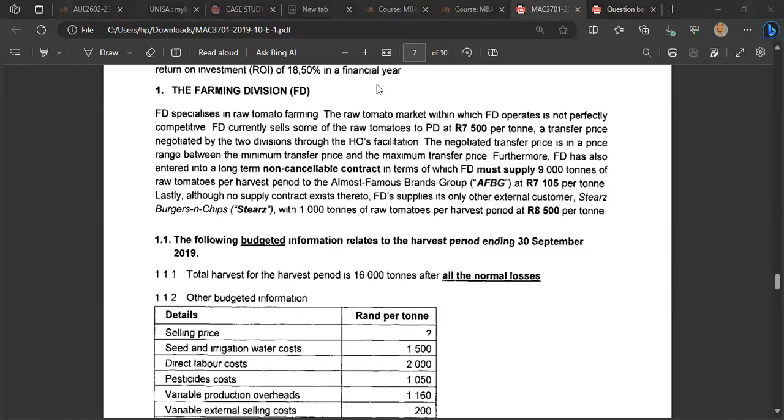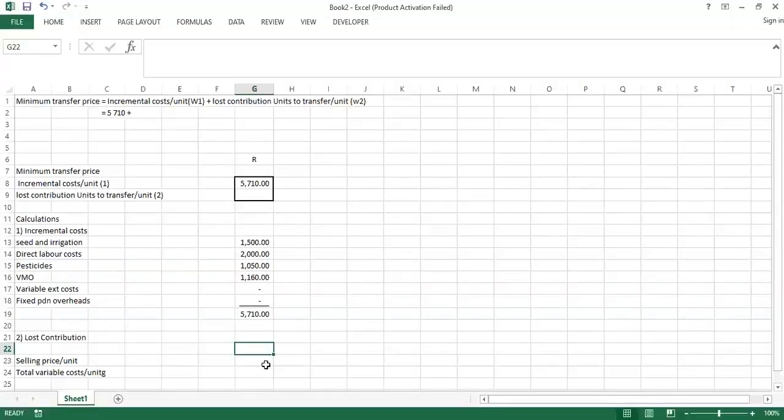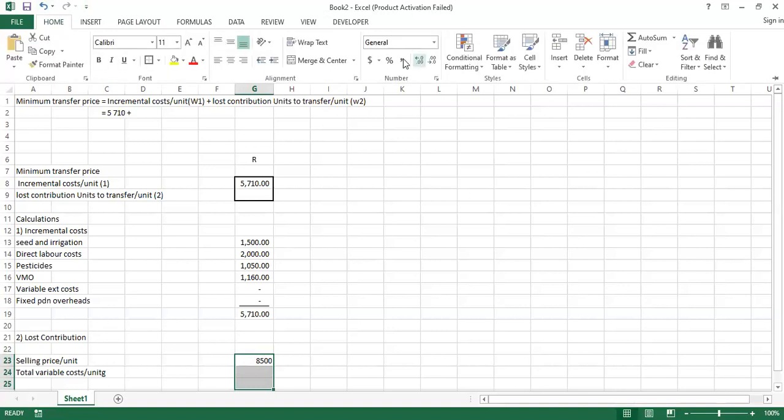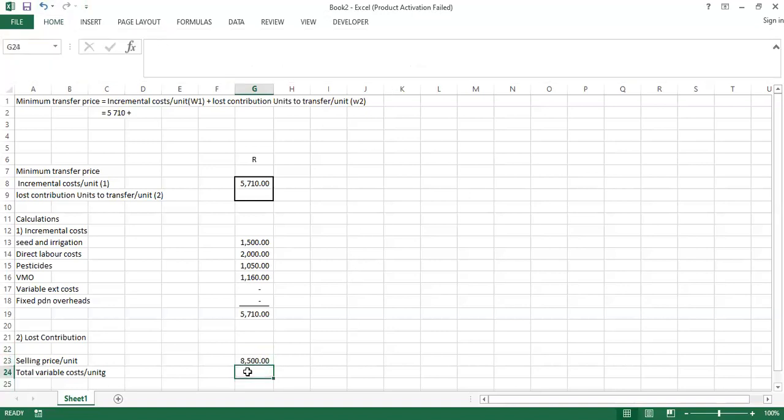So the selling price is going to be 8,500 per ton. So we can put in our 8,500 there. And then the contribution, oh sorry, the variable cost per unit, so far we have got 5710. We know it applies there, but we left out the variable external costs now, so we want to fetch them out.